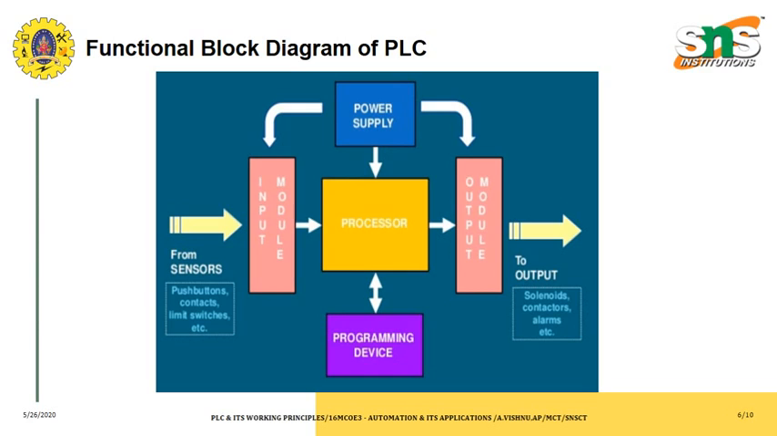So this is how a PLC works. It uses the programmed logic which is given by the programmer, which is stored in the memory of the programming device, and based on that program it controls the automation of any system. So that's why it is called a programmable logic controller. And this programmed logic can be altered based on the logic needed for the automation.